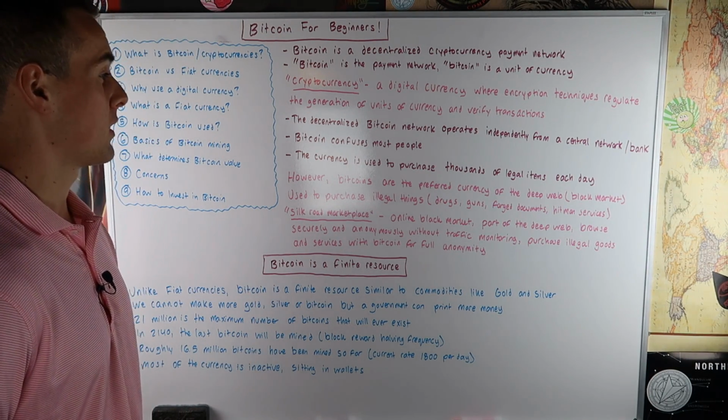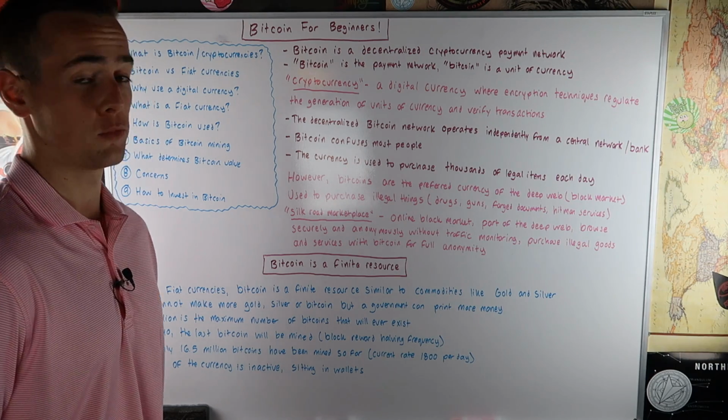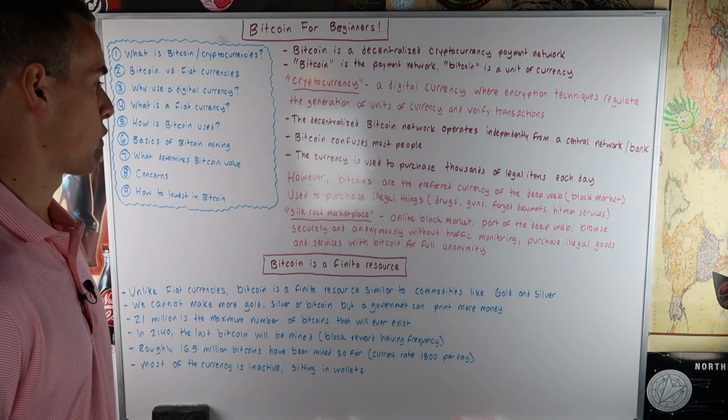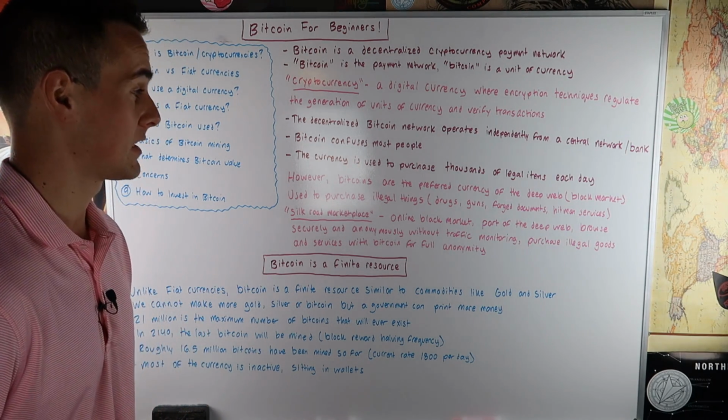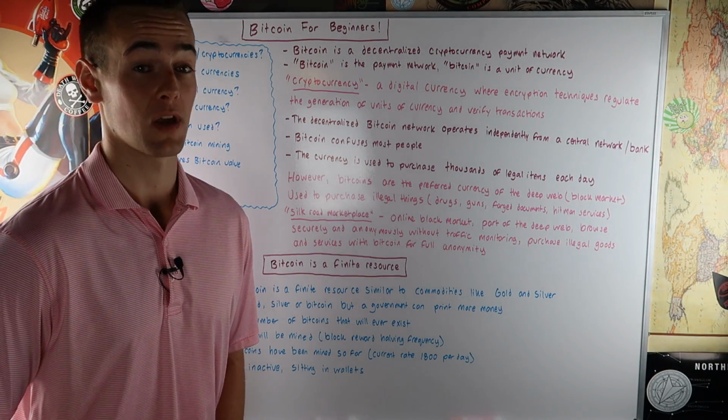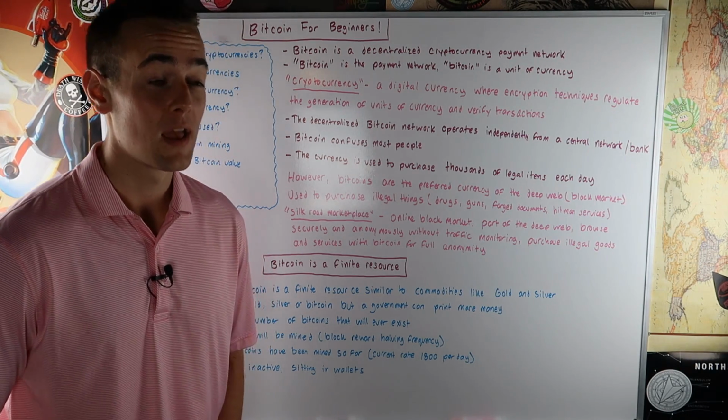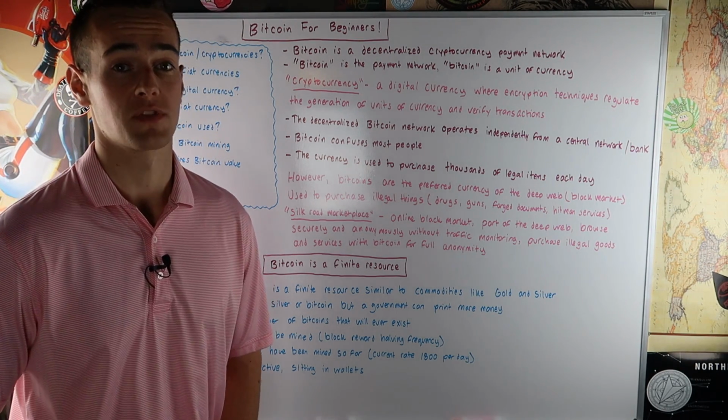Because Bitcoin is the preferred currency of the deep web due to its anonymity, it's used to purchase illegal things like drugs, illegal firearms, forged documents, and even hitman services. I'm not kidding you guys. You can go on the deep web and basically buy a service to have someone killed.